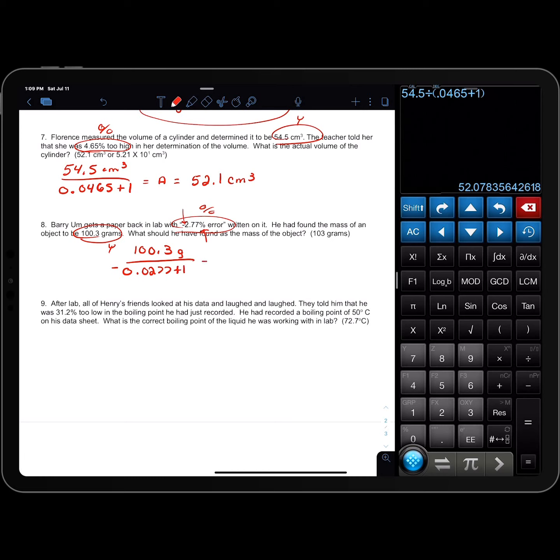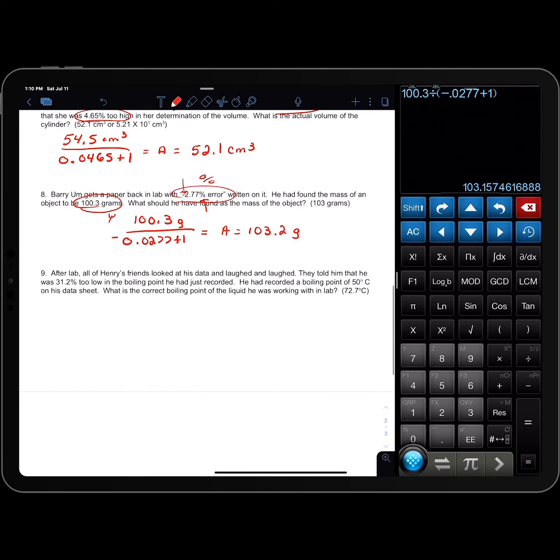Plus 1. All right, calculator time. We have 100.3 divided by, put it in parentheses, negative 0.0277 plus 1, and you end up with an actual value of 103.2, and that's going to be close enough. We have one last one, and then you're done.